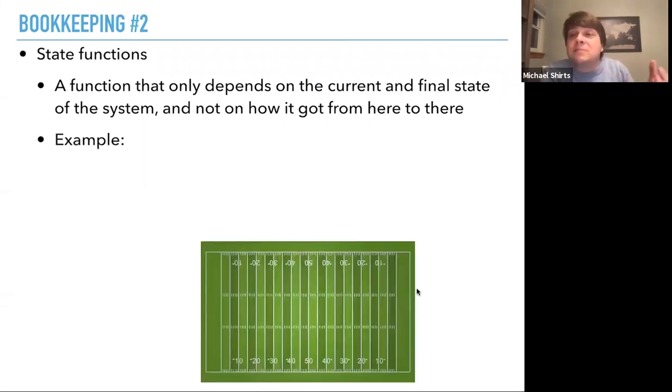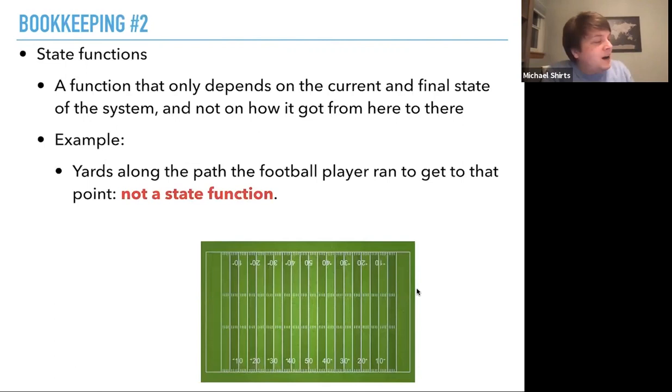Example, some simple quantities that are state functions. There's no football this year, but frequently there would be football. So the yards along the path the football player ran to get to a point is not a state function because they could take any number of circuitous paths to get from the 20-yard line to the 50-yard line. They could take just 30 yards, or it could take much longer if the quarterback is scrambling.